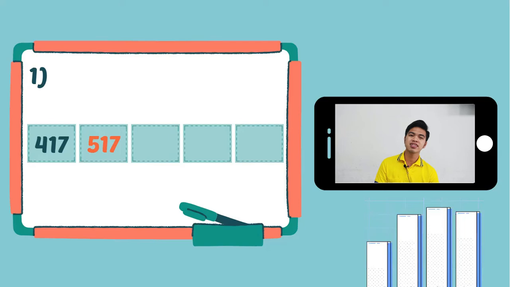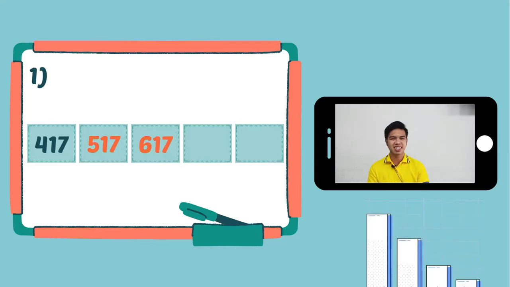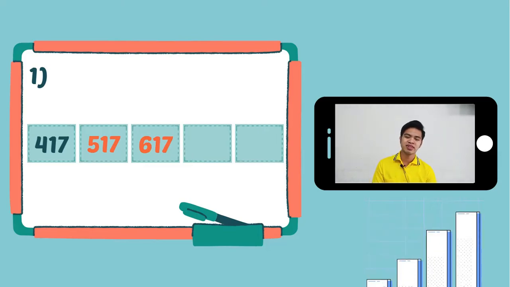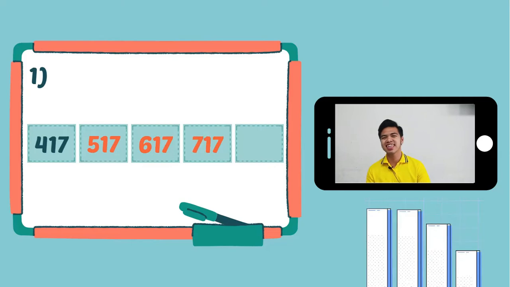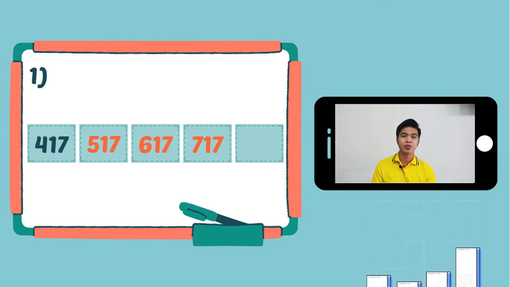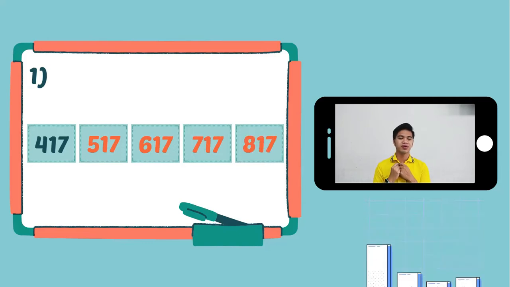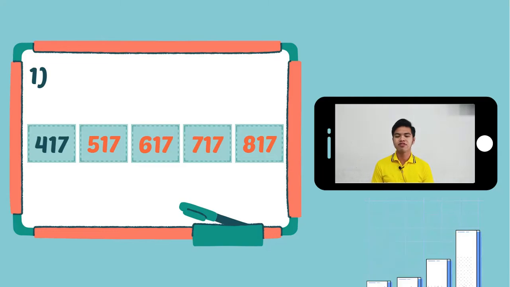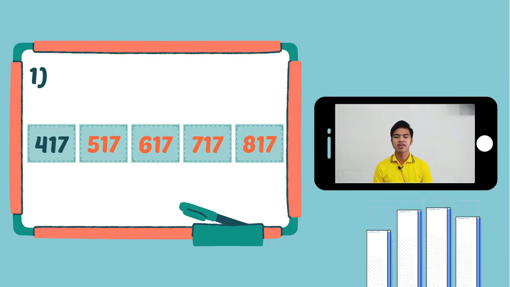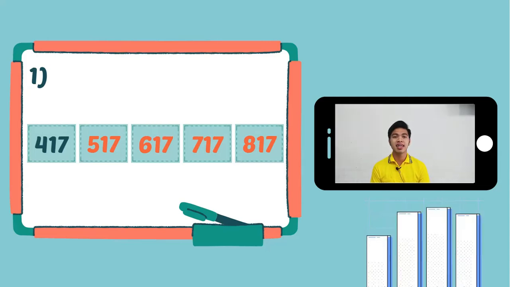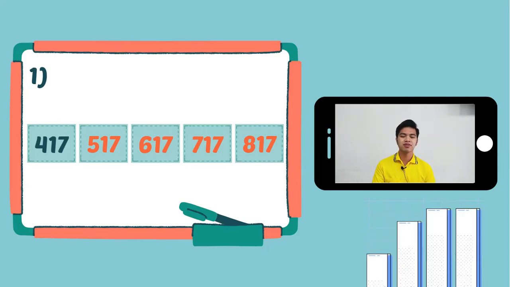Okay, so 517 plus 100 equals 617. And then 617 plus 100 will be 717. And then 717 plus 100 equals 817. Okay, so that is what we are going to do. So here we have the pattern of numbers 417, 517, 617, 717, and 817. So that is the pattern for number 1.